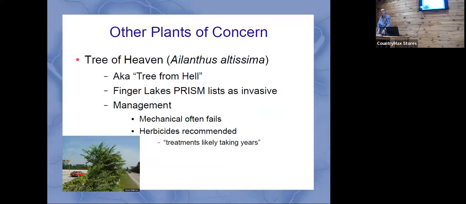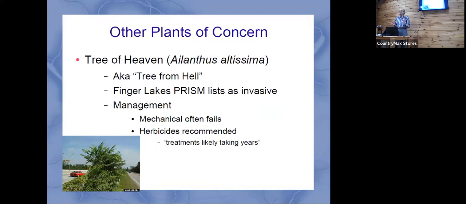Okay, let's talk about some plants that aren't on the official list but cause a lot of problems. We'll start with the tree of heaven, which our Finger Lakes PRISM does list as being invasive here in the Finger Lakes. It just hasn't made the state list yet. This one you'll find growing all along highways and things. I see it along the Keeler Street Expressway all the time.